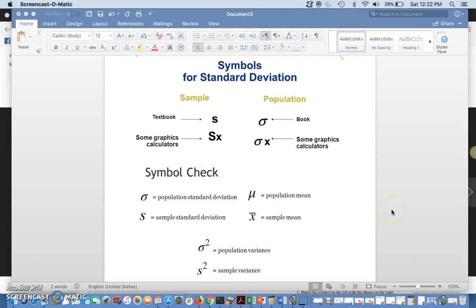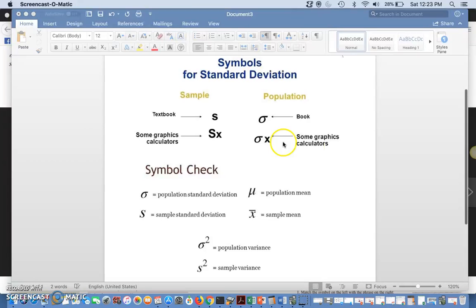Okay, before we look at this next problem, let's look at the symbols and what they mean, because this is the background that you're going to need. Your standard deviation is sample. The textbook is going to use S. The population you use is sigma, which looks like a little O with a tail on it. But your graphing calculators usually use S sub x and sigma sub x, or the little O with the tail sub x. But the graphing calculator doesn't have variance.